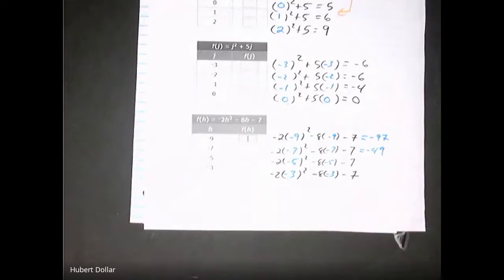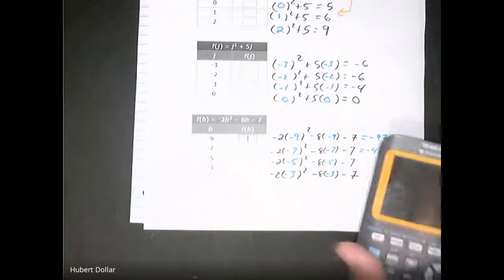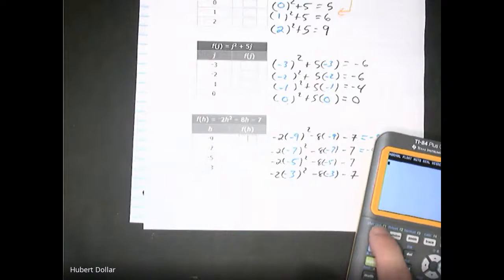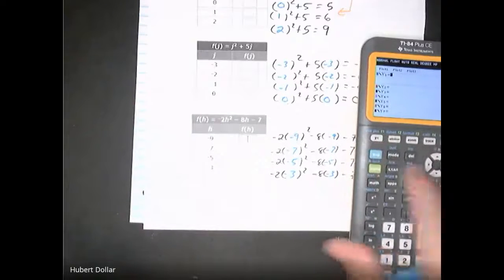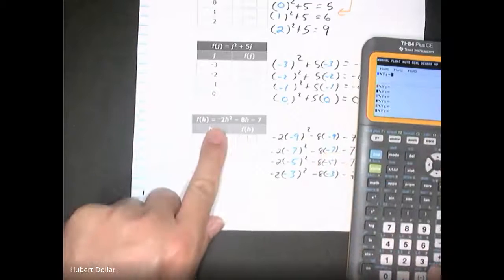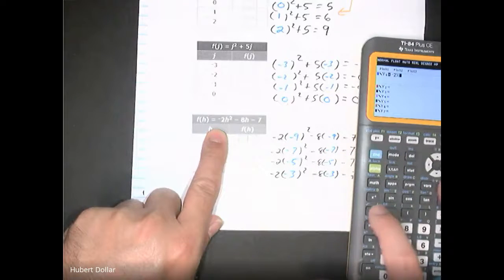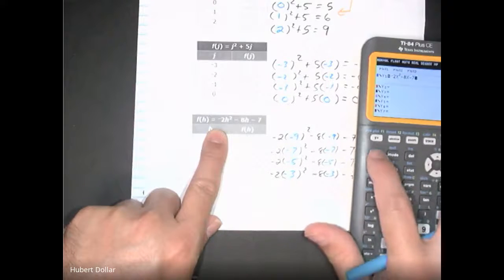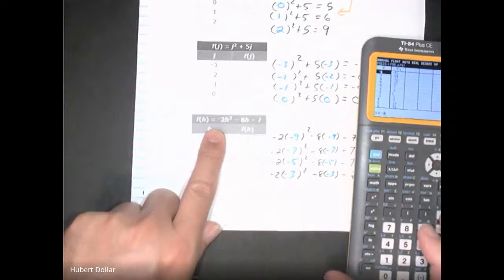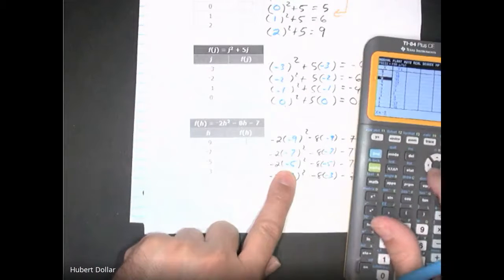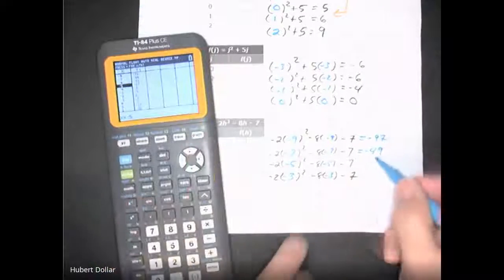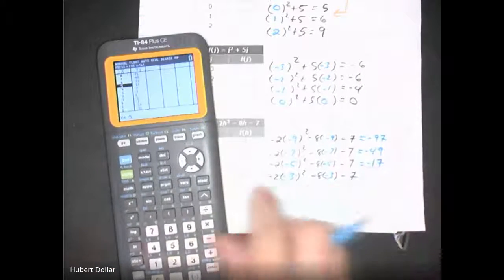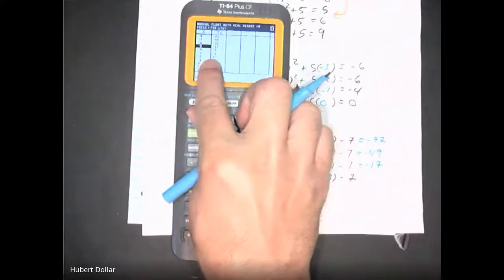Now, if you're using the TI-84, then I would recommend you go to y equals, and then we can put in negative 2x squared. Now, the calculator is going to use the x. The problem says h. It's all the same. Minus 8x minus 7. Then if we do a second graph, it takes us to a table. And we just have to go down to negative 5. And we see the answer is negative 17. And then we need to find a negative 3. And for negative 3, the answer is negative 1.